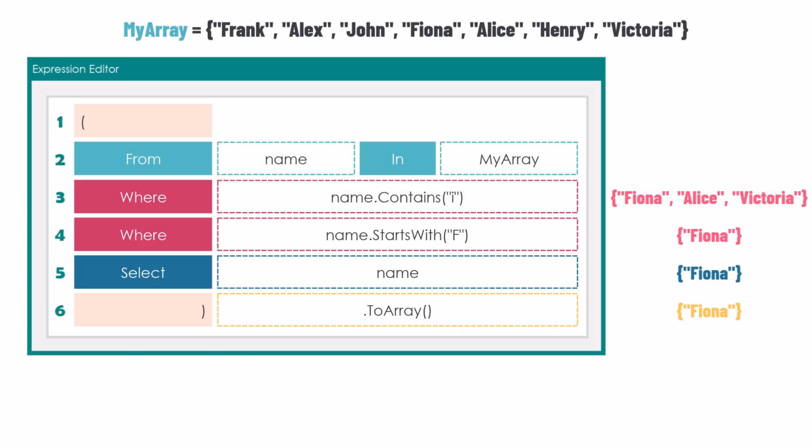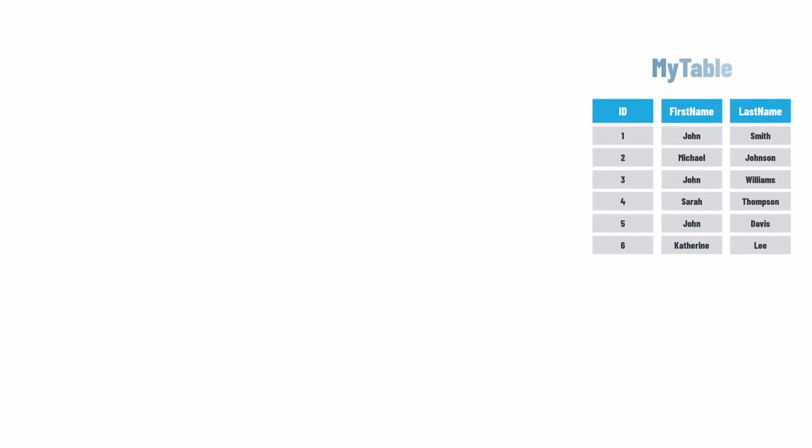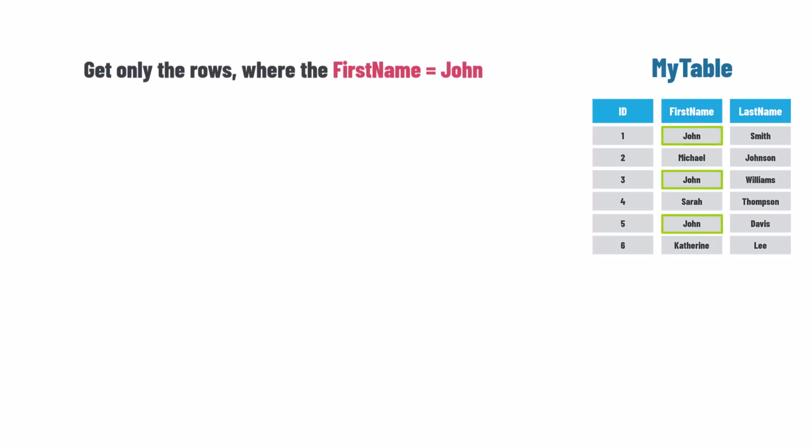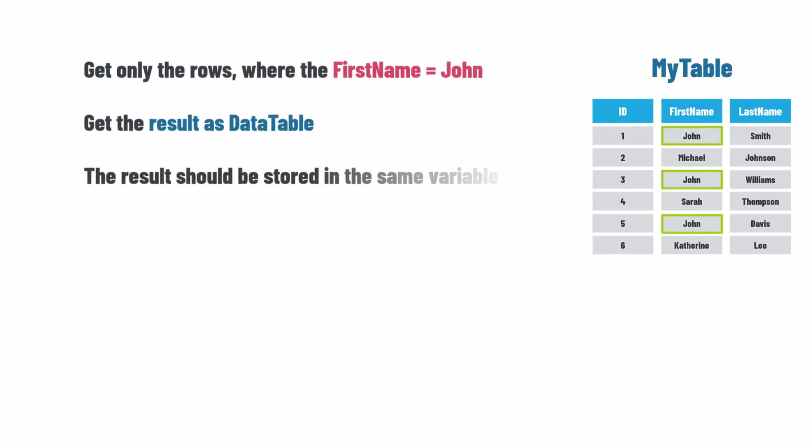The same will be for lists, because lists and arrays are very similar, therefore I will not explain lists in this video. Let's now check another data type, for example DataTable. I have the following table, called hprg, which consists of 3 columns and 6 rows. I want to filter this table, to get only the rows, where the first name is equal to John. I want to get the result as DataTable, and the result should be stored in the same variable.